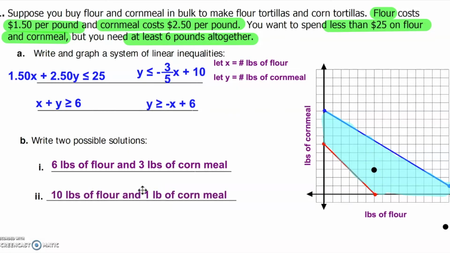Another possible solution could be 10 pounds of flour and 1 pound of cornmeal, where we have at least 6 pounds altogether, and we're not going to spend more than $25. So 10 pounds of flour and 1 pound of cornmeal. Notice both of those points are within that shaded region. Any point could be a possible solution. I'd like you to write one more.